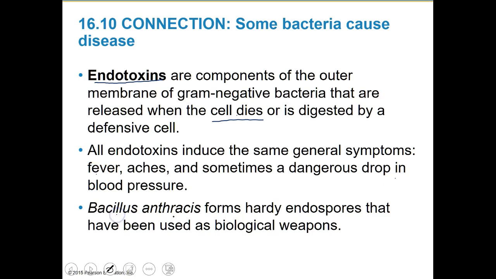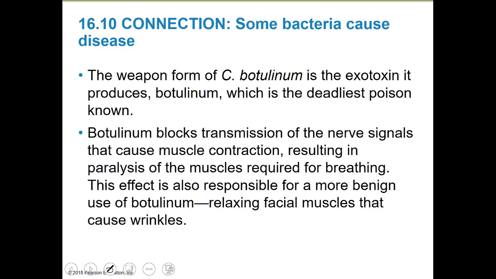Bacillus anthracis, which is anthrax that we were talking about, forms these hardy endospores that have been used for biological weapons, just like I was talking about. We could look that one up a little bit.